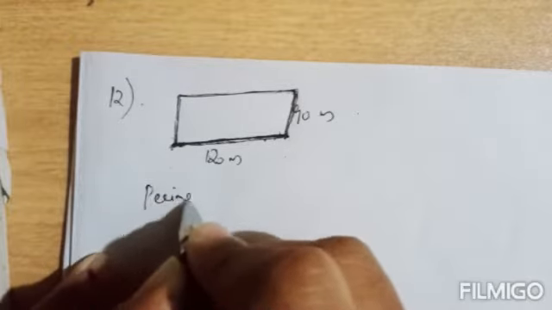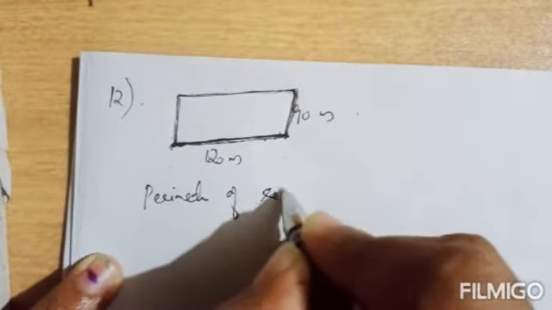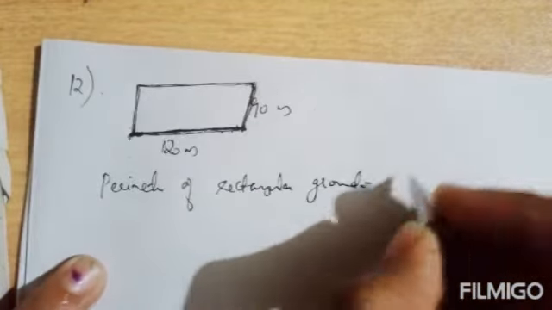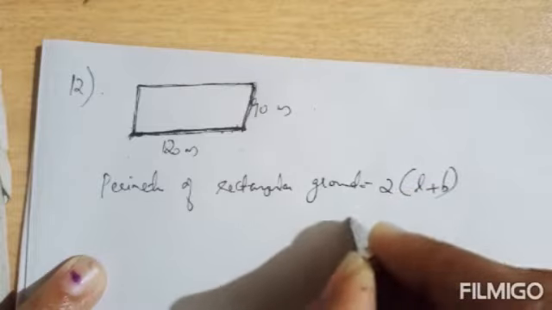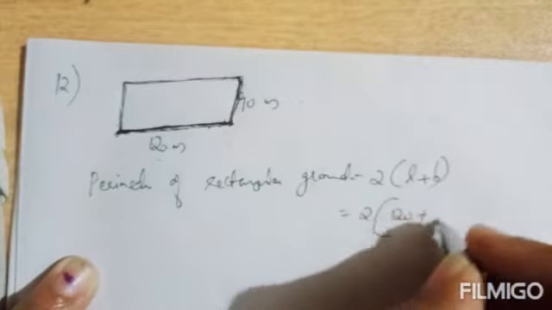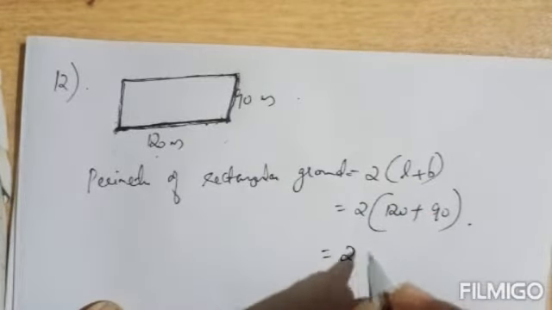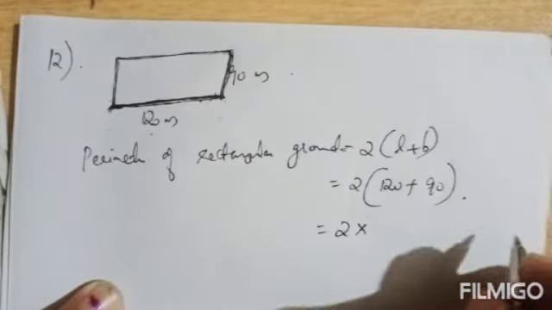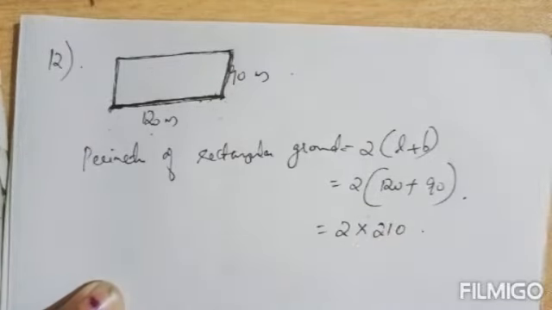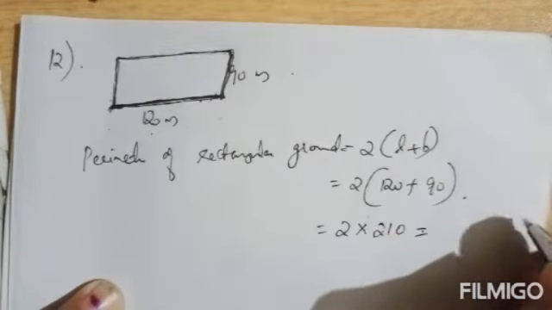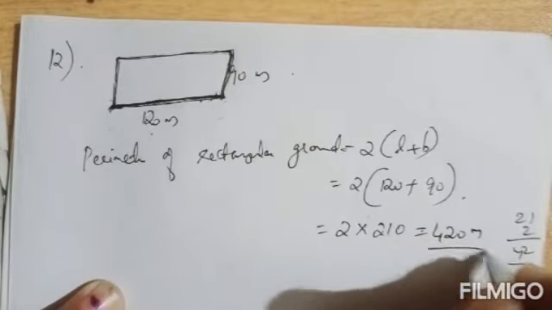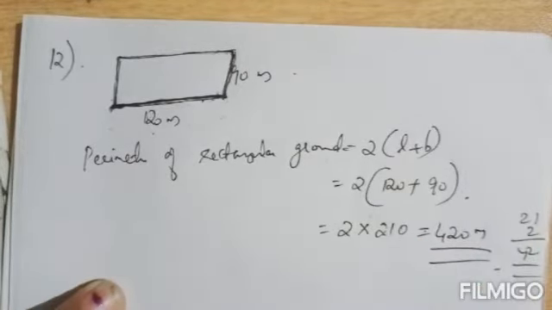Perimeter of this ground, perimeter of a rectangular ground, the formula is 2 into (L plus B). Okay, 2 into (length 120 plus breadth 90). So 2 into (120 plus 90), which is 2 into 210, which is 21 into 2, that is 42, so 420 meter. This is the perimeter of the ground.